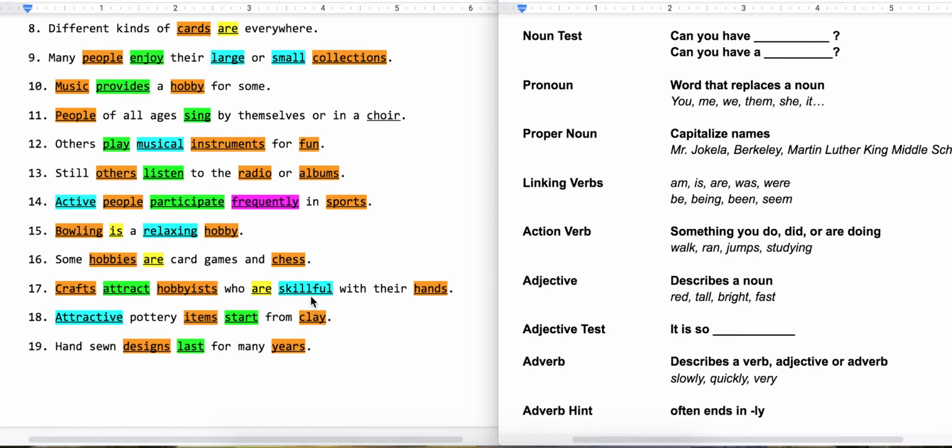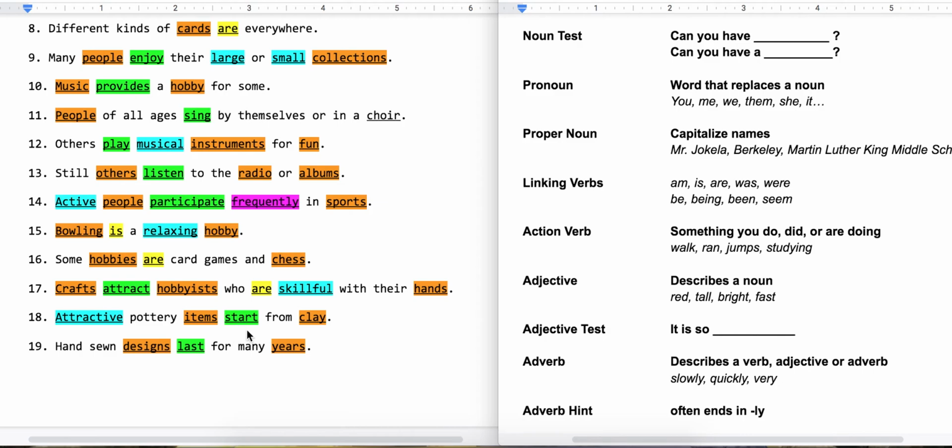Skillful is describing the hobbyist. So it's an adjective describing a noun. Put it into the adjective test. It is so skillful. Yeah, you have a dog that can jump up and grab stuff. You would say, oh, it is so skillful. All right, hands is a noun. You have hands. Attractive is an adjective. It describes the pottery items. So it's a describing word. It is so attractive. It fits into the adjective test. Items are a noun, something you have. Can you have items? Yes.